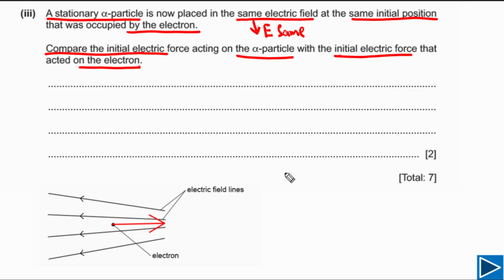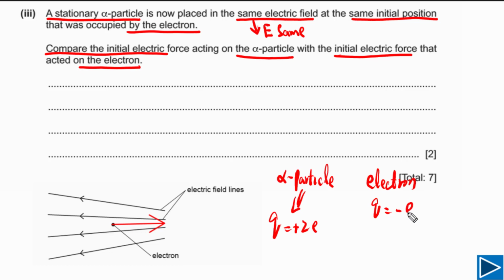The second thing we need to understand is the charge on the alpha particle and the charge on the electron. The charge on the alpha particle, Q, is equal to plus 2e. But the charge on the electron is simply equal to minus e. So it means the charge on the alpha particle is double the charge on the electron, and these two charges are of opposite sign.